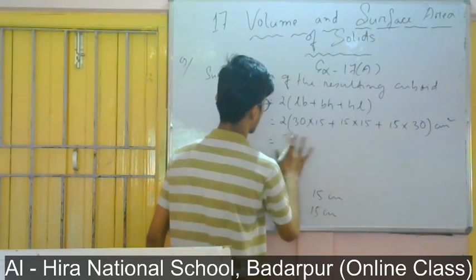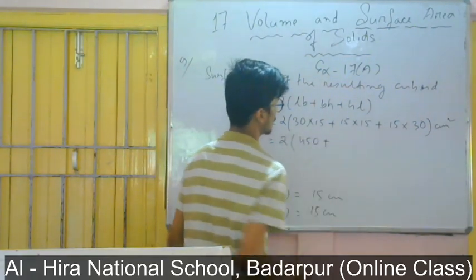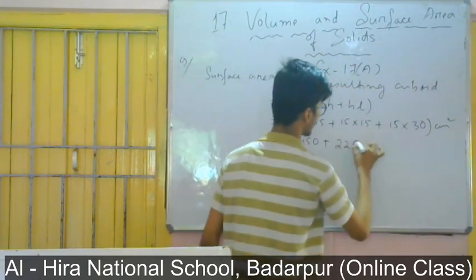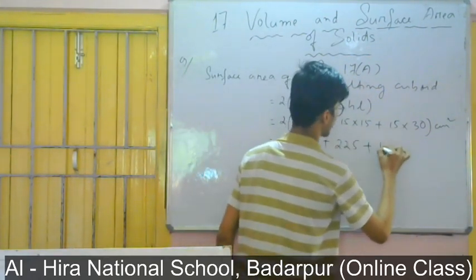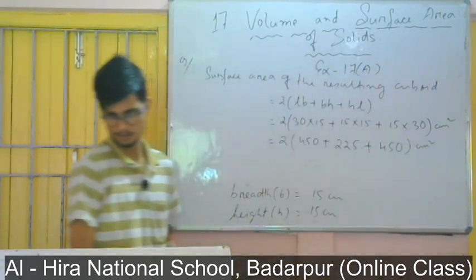So you write 2 into 15, 3 5s are 15. 15 squared equals 225, plus 15, 3 5s are 15. Unit will be centimeter squared.